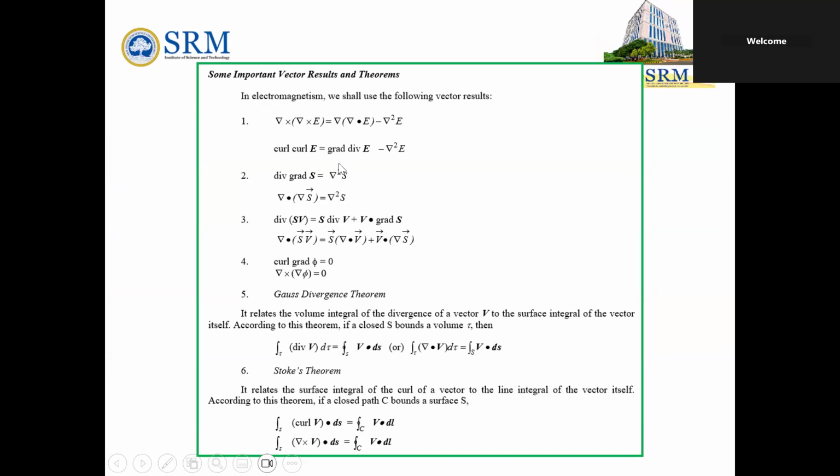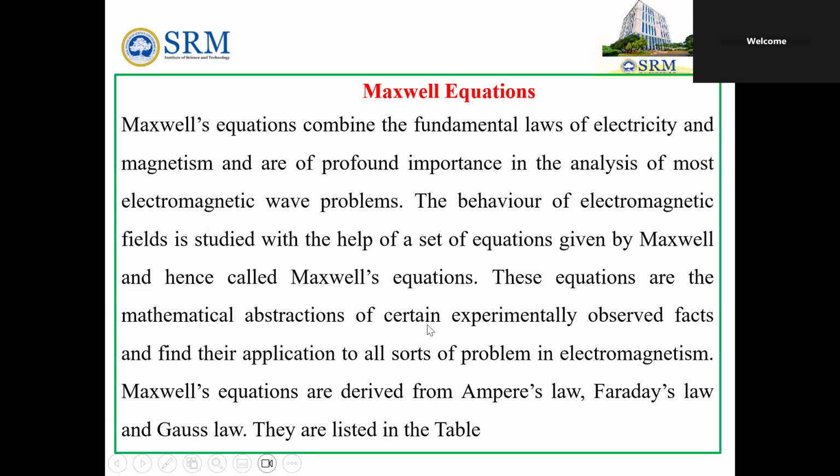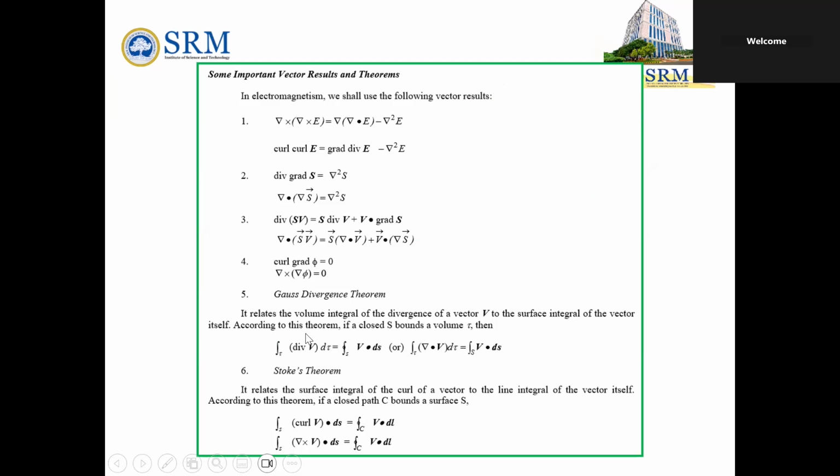Now we will discuss the Gauss divergence theorem. We have already discussed the Gauss divergence theorem and Stokes theorem briefly; this is just a refreshment. The Gauss divergence theorem relates the volume integral of the divergence of a vector V to the surface integral of the vector itself. According to the theorem, a closed surface S bounds a volume tau.